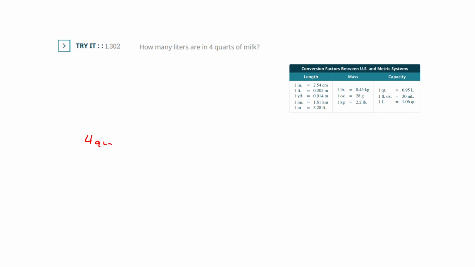All right, I got 4 quarts of milk, and I'm going to convert to the metric system. So where are we? What am I doing? I've got quarts, and what am I going to? Liters. Okay, so I'm going the other way around. So there's quarts. It's 1 liter. Okay, quarts cancels down. Okay, 4 divided by 1.06. Okay, 3.77 liters.